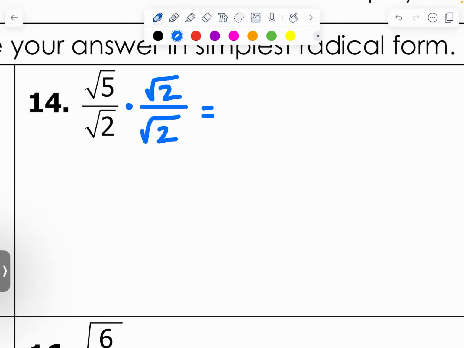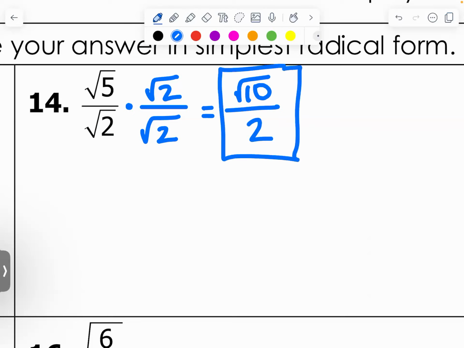What's in our numerator? Do you agree with Henry? Square root of 10. What about our denominator? Square root of 4, which is 2. We cannot simplify this any further. Square root of 10 is just the square root of 10.